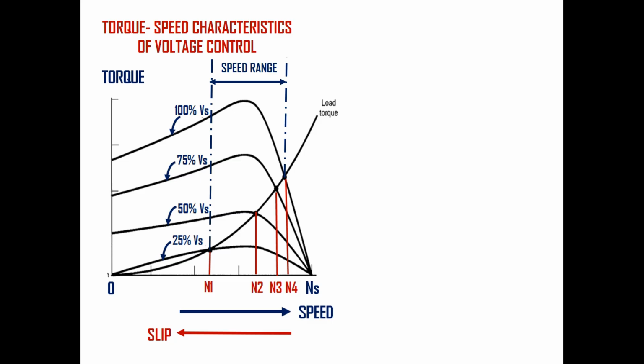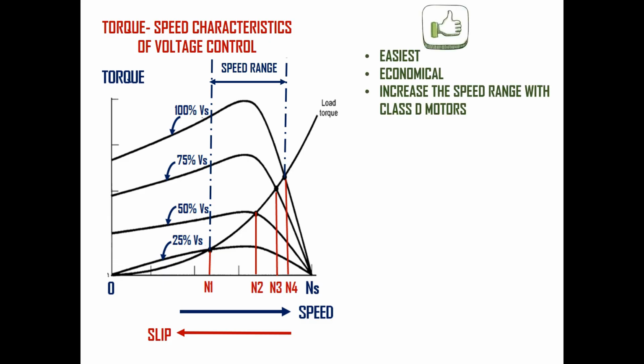Now let's see the advantages and disadvantages of this line voltage control method. First, let's see advantages of this method. It's a very easy and economical method. We can also increase the speed range by using class D type of motors.